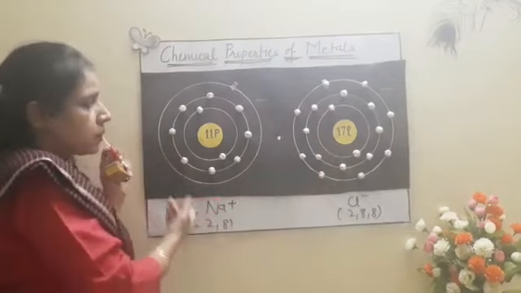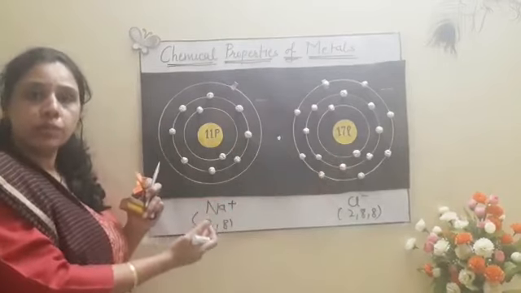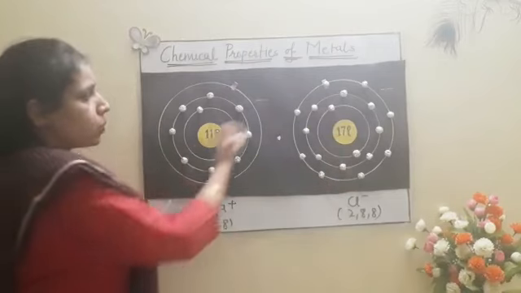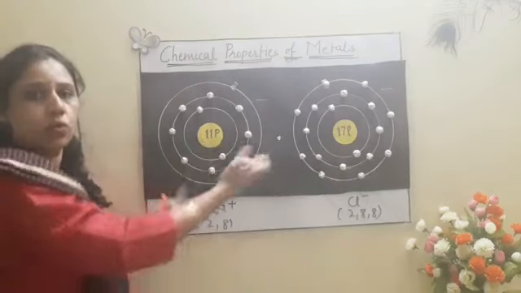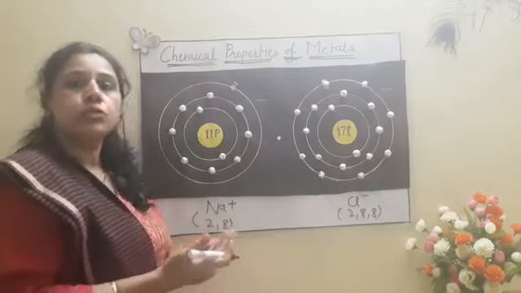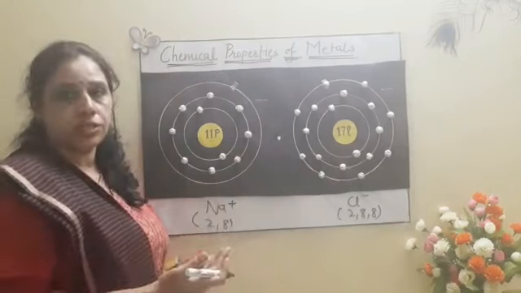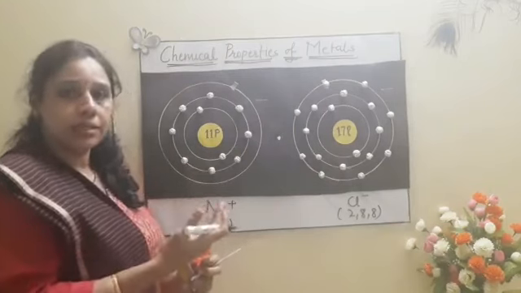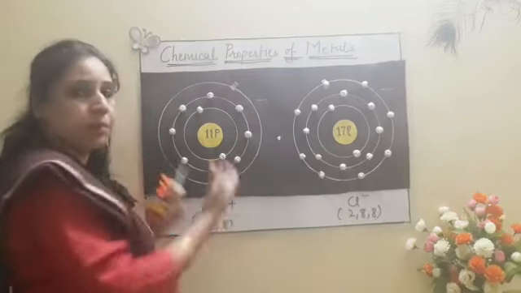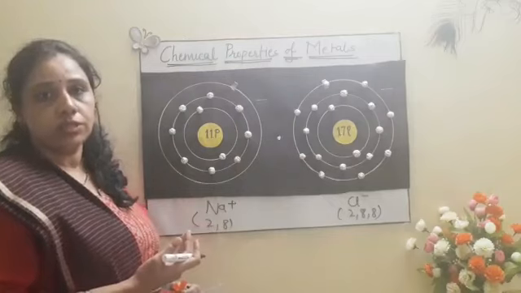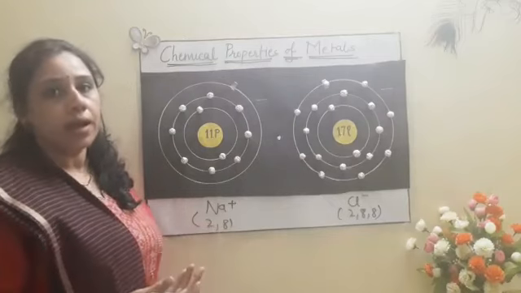Now, to represent the formation of sodium chloride or any ionic compound, it is very difficult to draw the whole structure. So, a convenient method is to draw electron dot structures of the participant atoms and ions and represent it. So, let us learn how to draw electron dot structures of atoms and of ions.